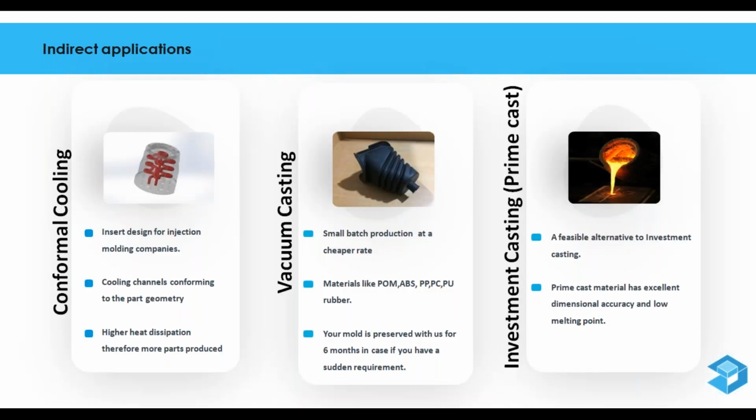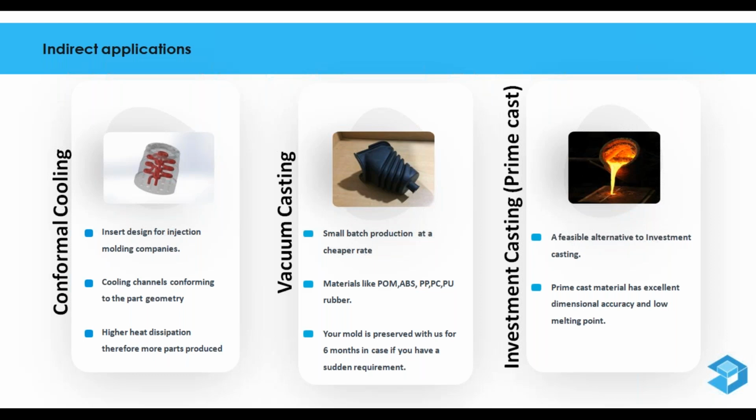There are certain derivative benefits of additive manufacturing, like conformal cooling. We have done more than 200 injection molding tooling projects where we were able to reduce the cycle time of the injection mold, and not just injection mold, but also die casting. We were able to reduce more than 40 to 60% of the current cooling time of these components.